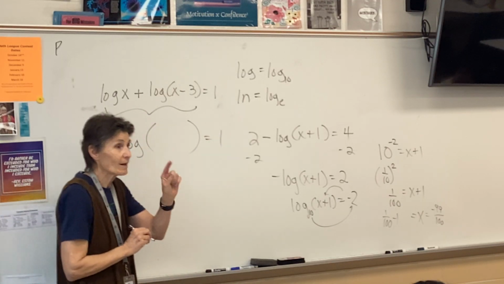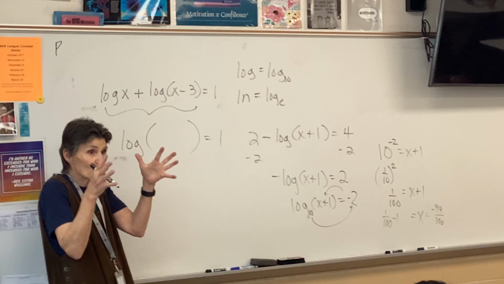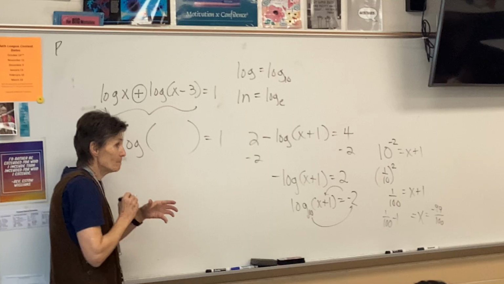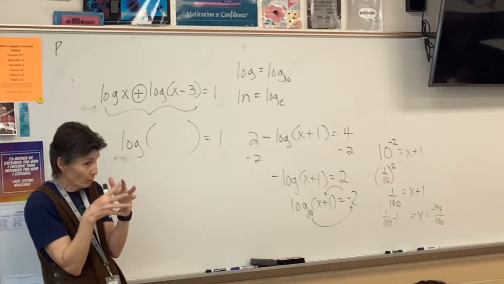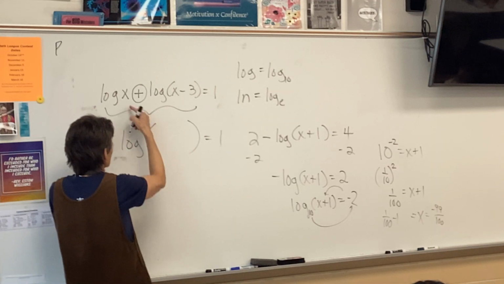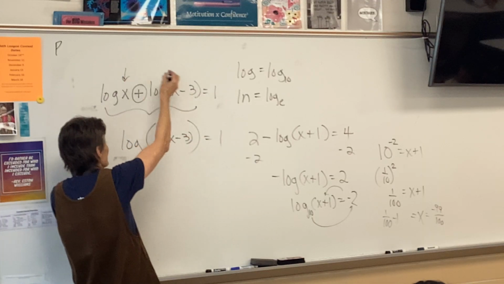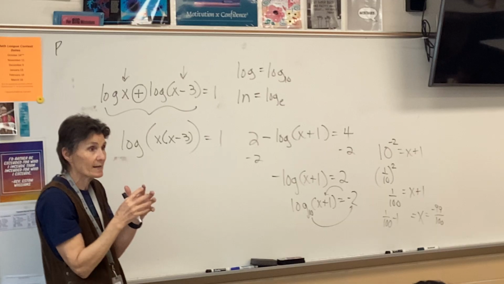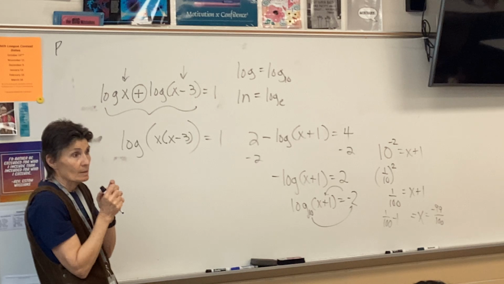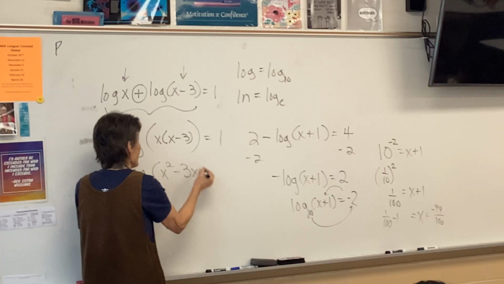Now, we talked about how to do this the other day. When I want to put these 2 together, I have to pay attention to that right there, because that tells me when I put them together, it's going to be a multiply. So in the parentheses is going to be x times x minus 3. These 2 things are going to be multiplied when I rewrite this with 1 logarithm. Okay? So I've got the log of x squared minus 3x equal to 1.